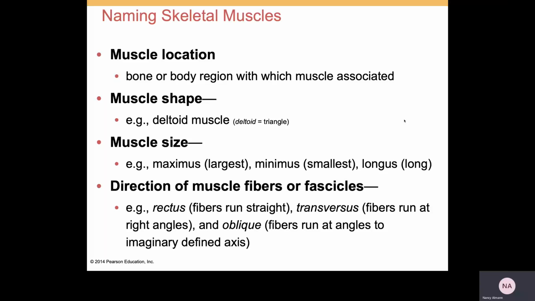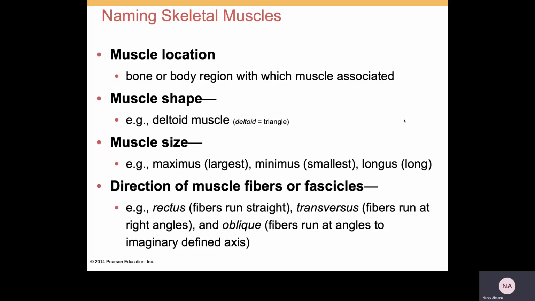Sometimes they are named for either their shape or their size. So the deltoid muscle is triangular because deltoid is associated in Greek with a triangle. When you talk about size, maximus means largest, hence gluteus maximus. Minimus is the smallest, gluteus minimus. And longus, so you might have adductor longus, and if you have a longus, you have to have a brevis. So there will be adductor brevis.